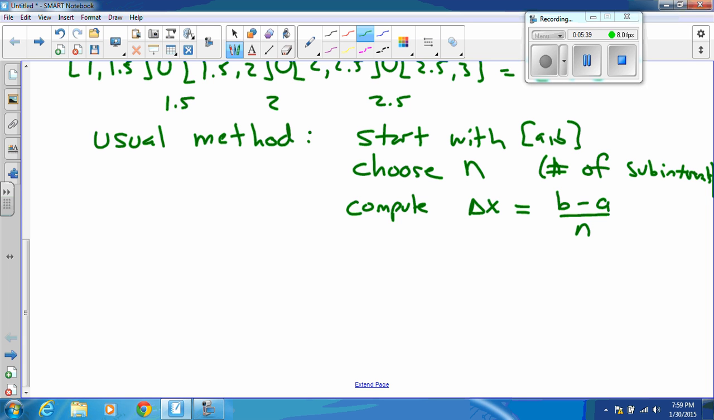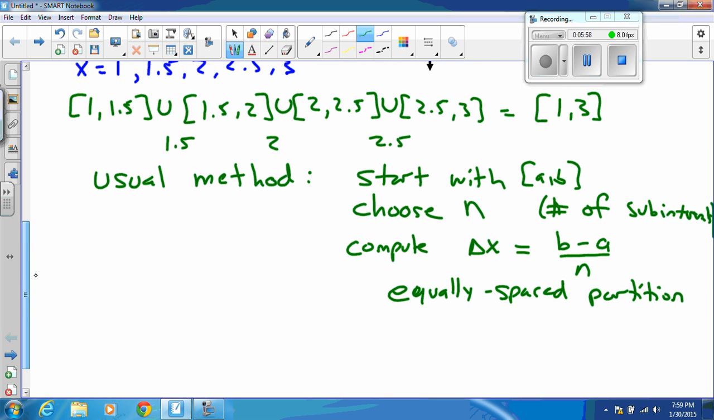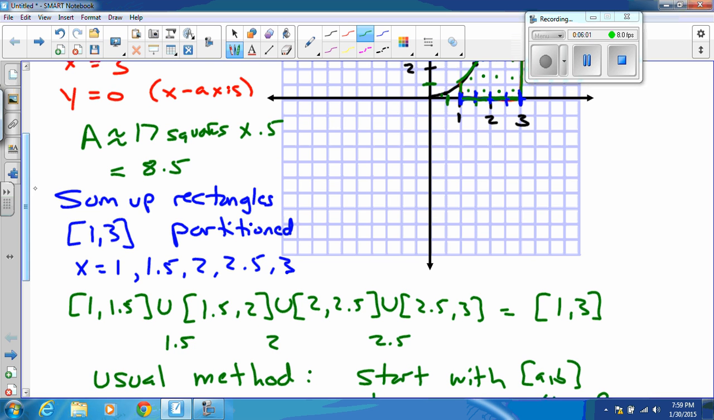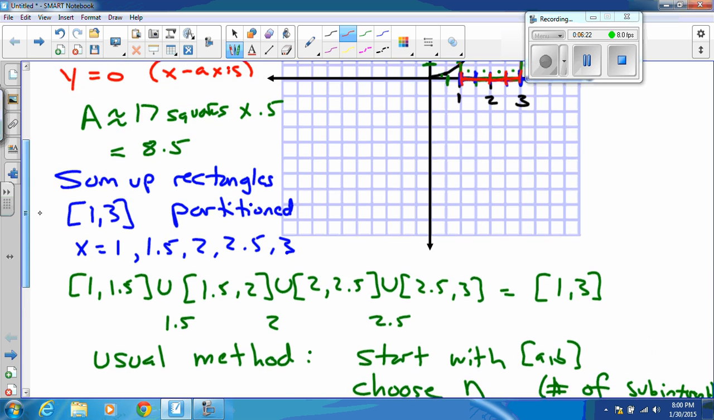And if we make this choice of partition, which is the usual method, then we call this an equally spaced partition. And I would say 8 times out of 10 mathematicians will choose equally spaced partitions. The equal spacing is not absolutely necessary. I could have chosen a subinterval from 1 to 2, and then a different one from 2 to 2.5, and then a different one from 2.5 to 3. And that would be a partition with 3 subintervals, not equally spaced. There's nothing wrong with that.